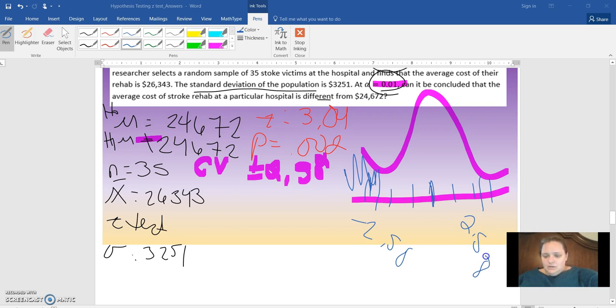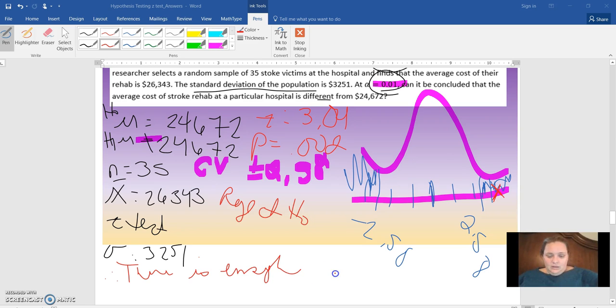2.58. All of this is shaded. All right, and we're at 3.04, positive. 3.04 is right there. All right, and it's in the shade. When it's in the shade, you reject that H0. All right, reject the null. All right, so we can say therefore, there is enough evidence to accept, for rejecting this guy, we accept the other one.